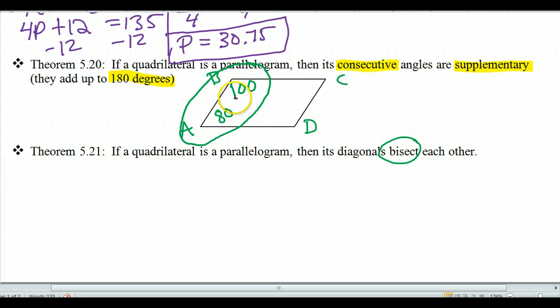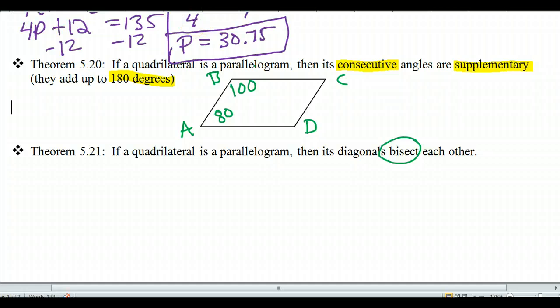Okay? And Ashley, what does supplementary mean? They add up to 180. So if one of them's 80, the other one must be 100. Okay? Yes. So it would say D also be.